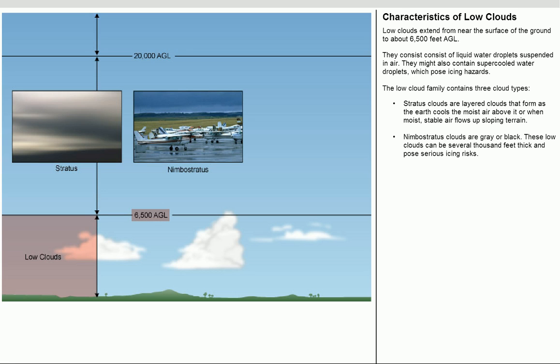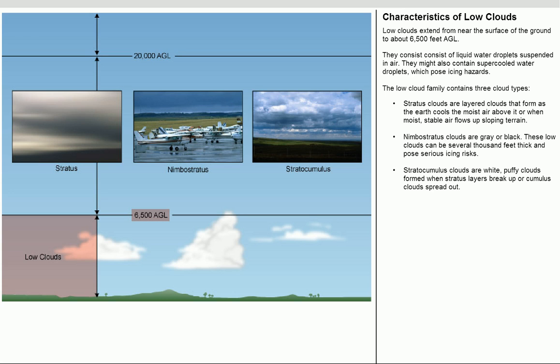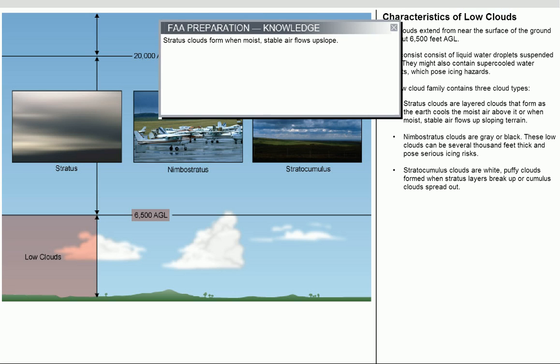Nimbostratus clouds are gray or black clouds. These low clouds can be several thousand feet thick. They contain a large amount of moisture and produce widespread areas of precipitation. If temperatures are near or below freezing, they can pose serious icing risks. Stratocumulus clouds are white, puffy clouds that form when stratus layers break up or as cumulus clouds spread out.